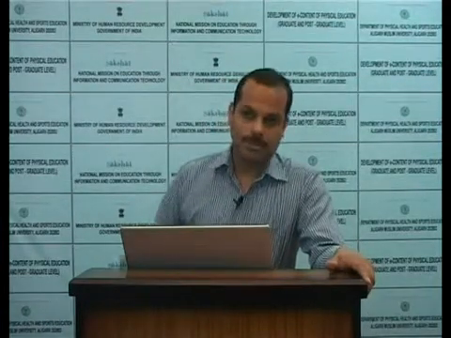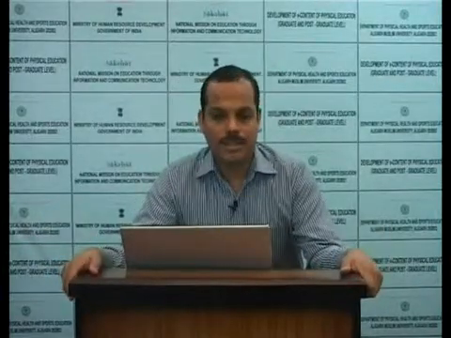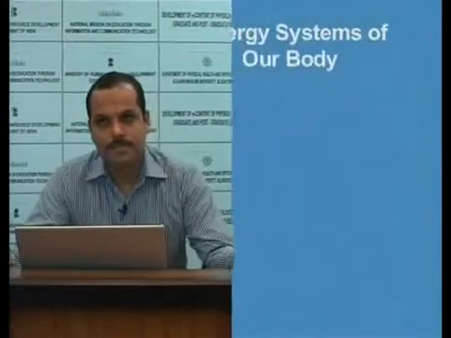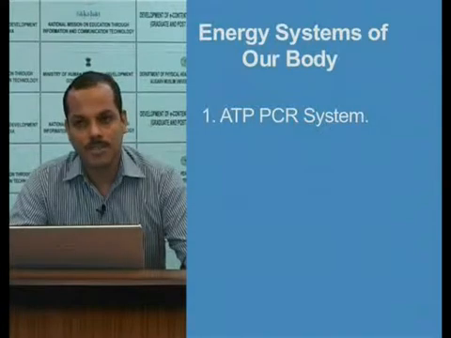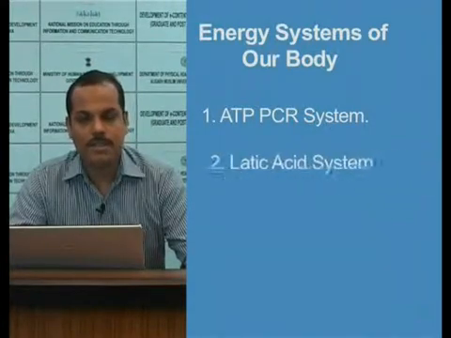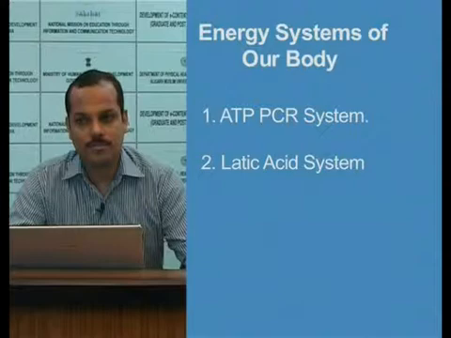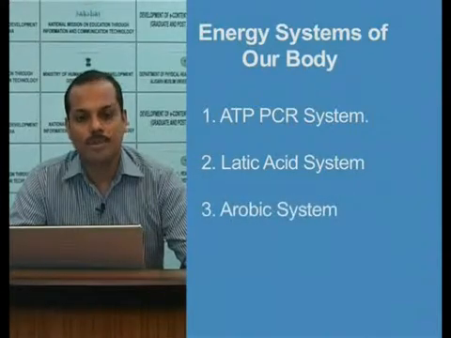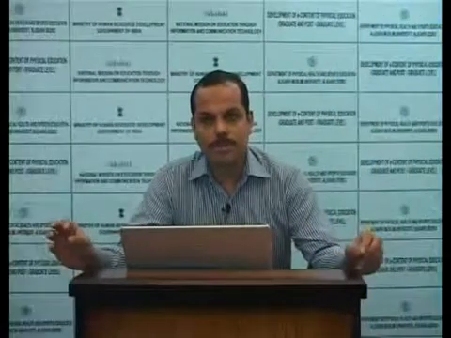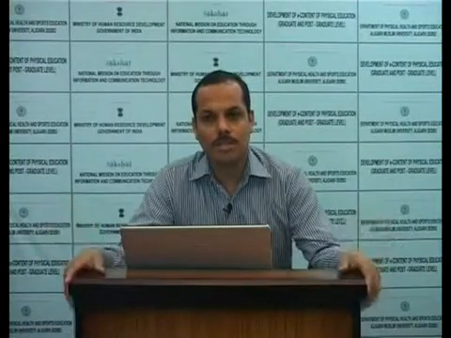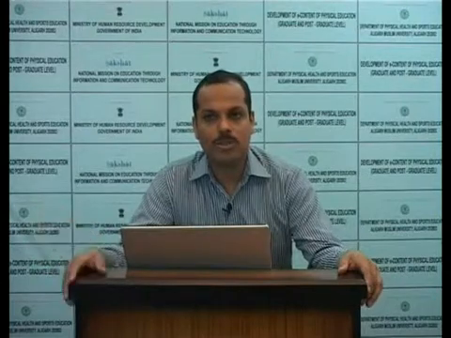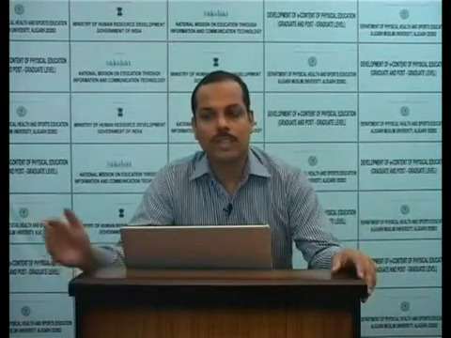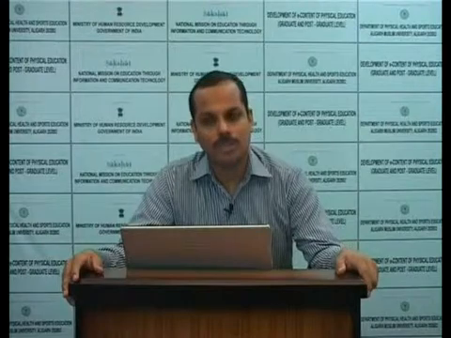Now, energy systems. There are three types of energy systems seen in the body. These are the ATP-PCr system, or ATP creatine phosphate system. The second system is the lactic acid system and the third one is the aerobic system. The ATP-PCr system is also called the immediate system. It's a non-lactic system; lactate won't be produced. It is also called the creatine phosphate system or phosphogen system.